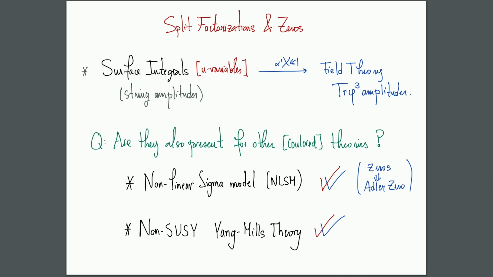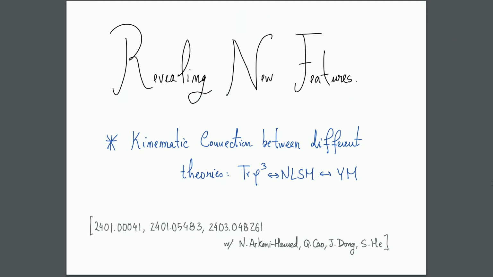But it turns out that in the first case, these zeros that we find actually imply the famous zero that we know that pion amplitudes have, which goes by the name of the Adler zero. Okay, so this naturally takes me to the next part of my talk, where I explain an interesting kinematic connection between these three different theories.